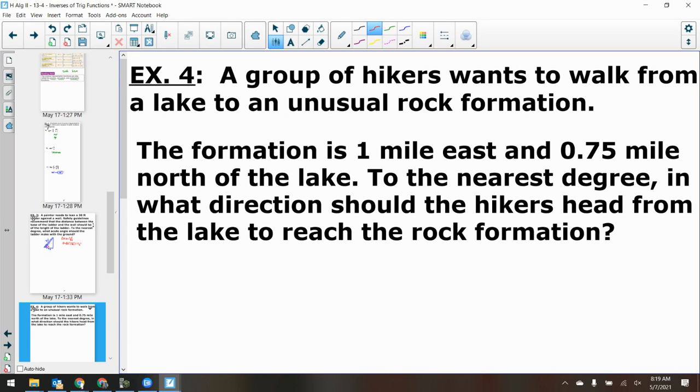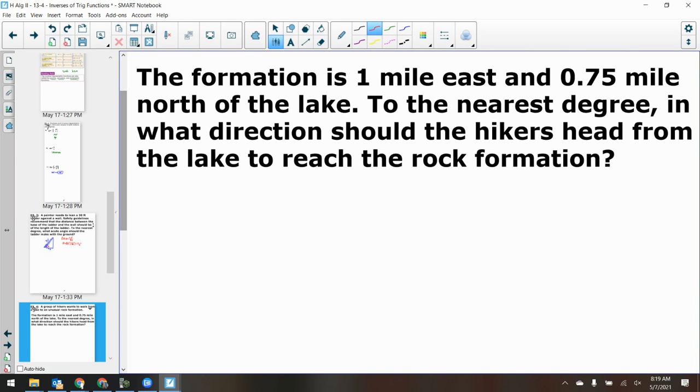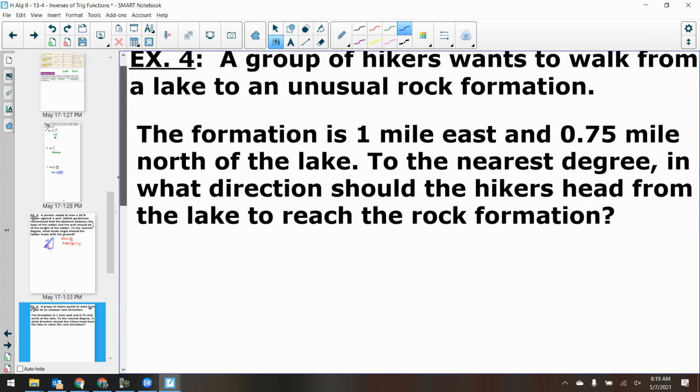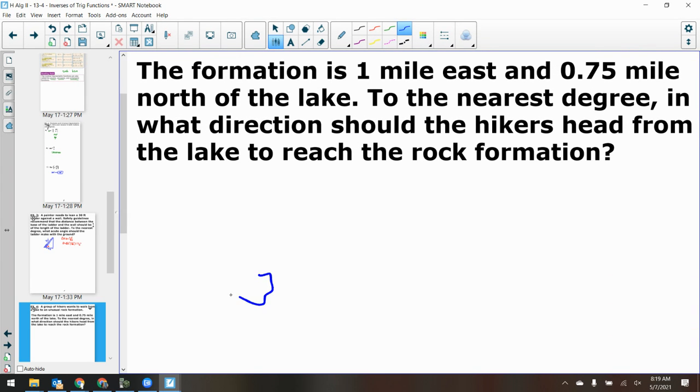A group of hikers wants to walk from a lake to an unusual rock formation. The formation is 1 mile east and 0.75 miles north. Let's draw it out. Okay, so we're at a lake. Here's my lake. It's blue. Here's my unusual rock formation. It's 1 mile east and 0.75 miles north. And what direction should the hikers head from the lake to reach the rock formation?